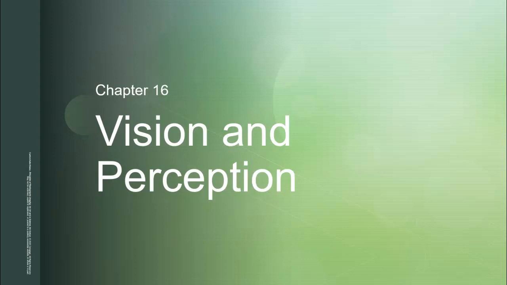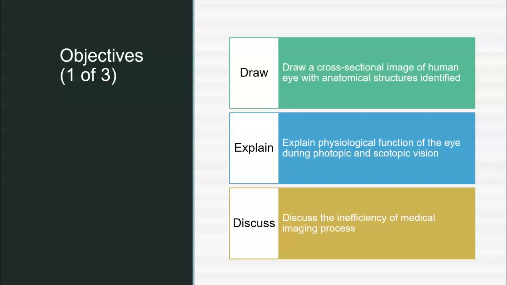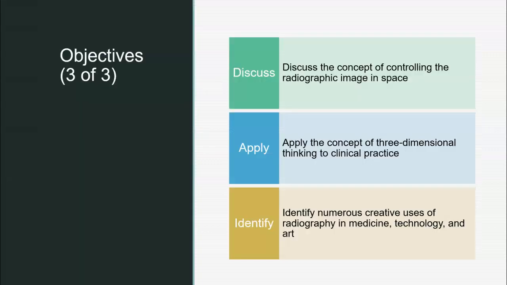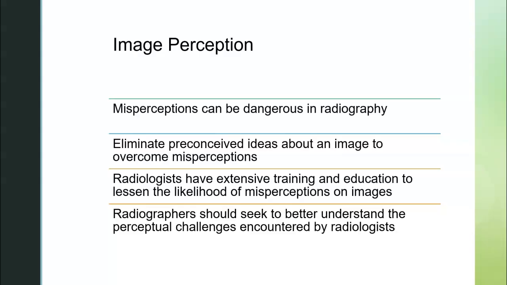Okay, this lecture is on vision and perception, and this is from our Carlton book. You have several objectives that you need to be able to draw, explain, discuss, describe and state, apply, identify. So there's quite a few that you need to be able to answer. So the back of your book questions should help you with all of that.